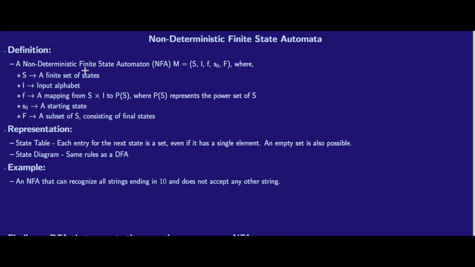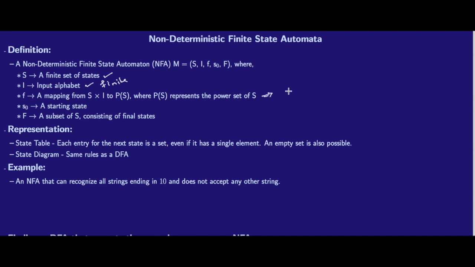A non-deterministic finite state automaton is comprised of S, I, f, S0 and F, where S is a finite set of states, as in the case of deterministic finite automata. Same for I, which is the input alphabet, finite. And the mapping f is from a pair of a state and an input to the power set of S, where PS represents the power set of S.